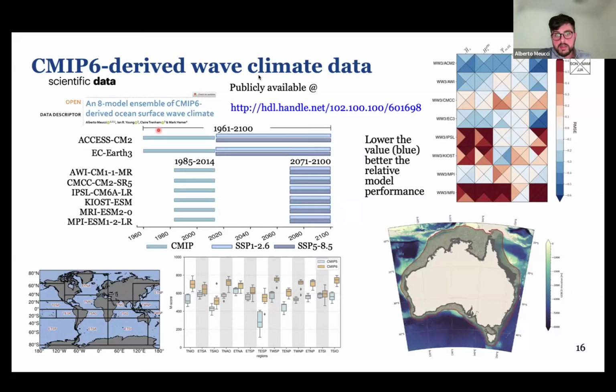wave climate studies and CMIP6-derived wave climate data. We've run an 8-model ensemble of it, and as we provide with the wave hindcast the directional spectral boundary conditions for this domain that you see here, which is our coupled wave hydrodynamic model that we are running at CSIRO, I'm now also providing the wave statistics for the future, so the projected CMIP6-derived statistics.